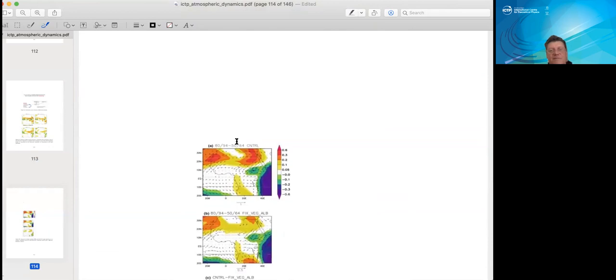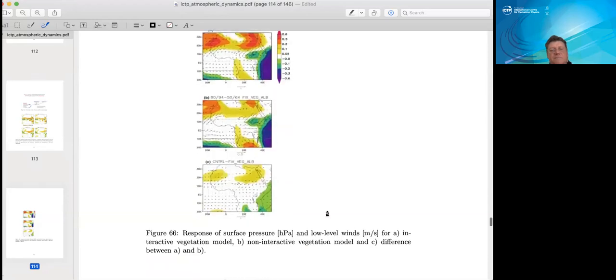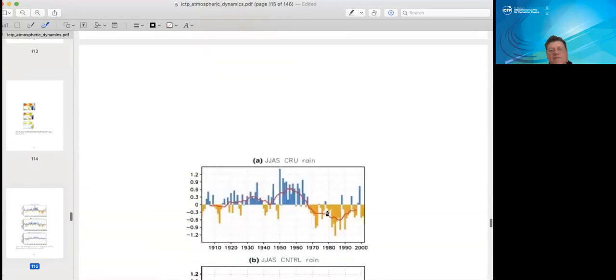And then we have investigated further the ingredients of this feedback. There is the high pressure that Charney proposed should be there. As a response to the less absorbed radiation at the surface, a high pressure should develop, and that is the case. And so everything is consistent.